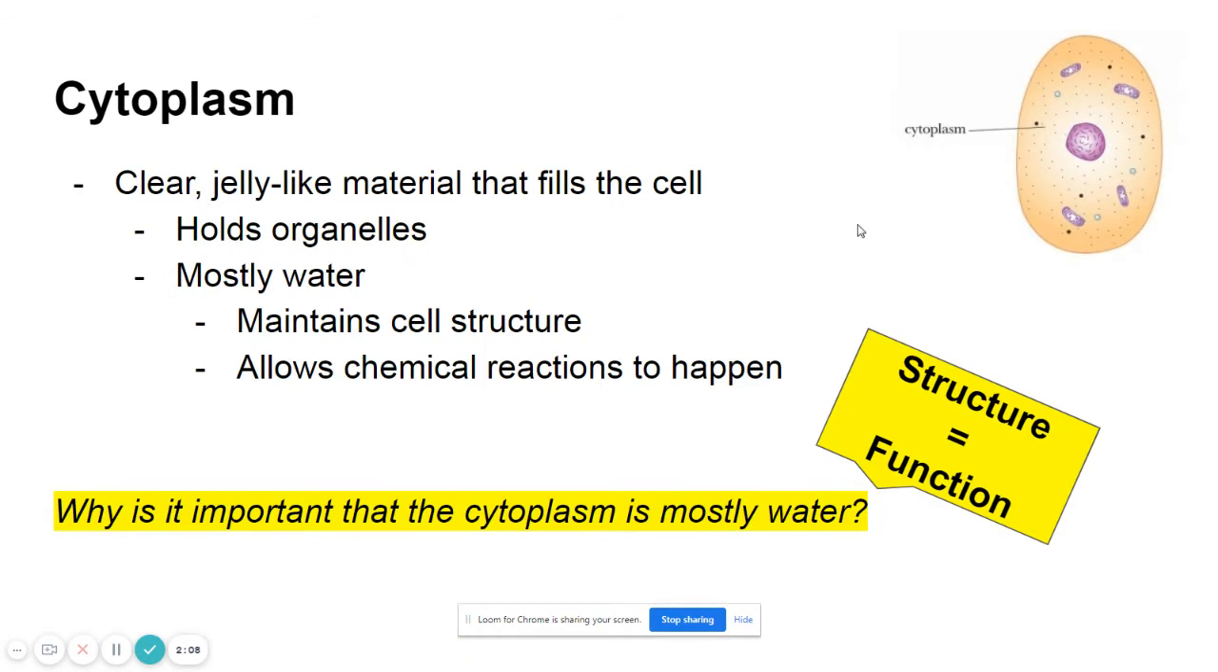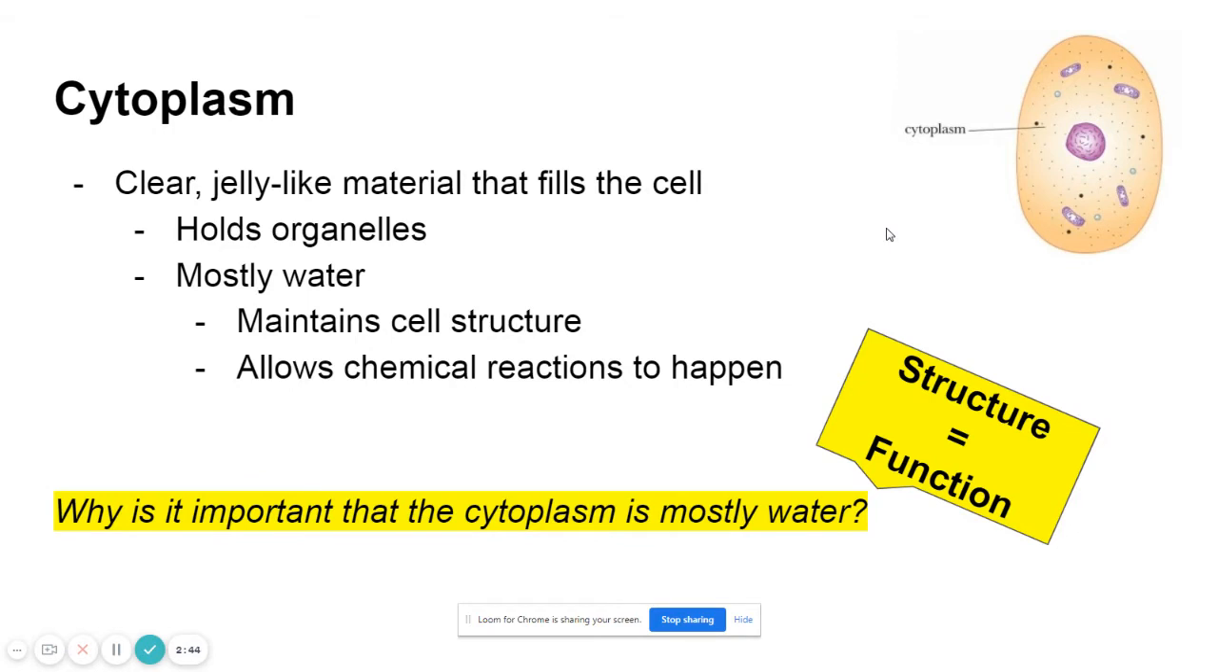The cytoplasm is a clear jelly-like material that fills up the cell, and the main purpose of the cytoplasm is to provide the cell with structure, but also to hold the organelles in place and allow them to move freely. Now, the cytoplasm is made up of mostly water, and this is very important and very significant. We already know that water is a polar molecule, so if the cytoplasm is mostly water, this means that it will be able to dissolve other polar substances.